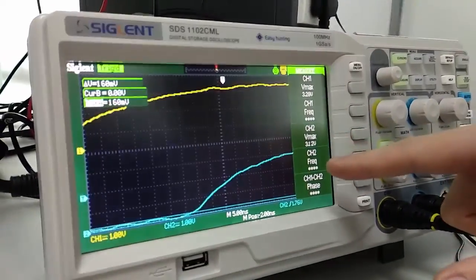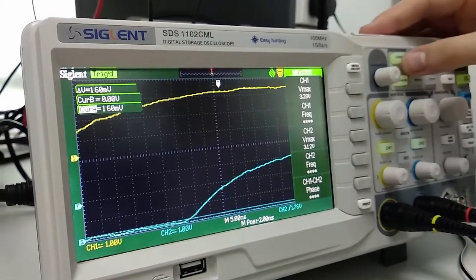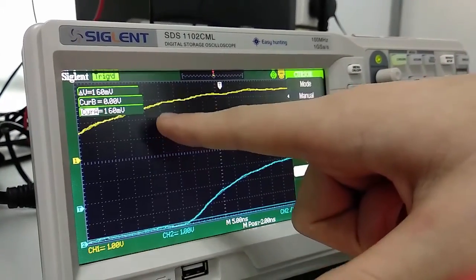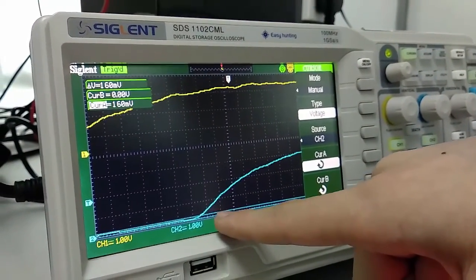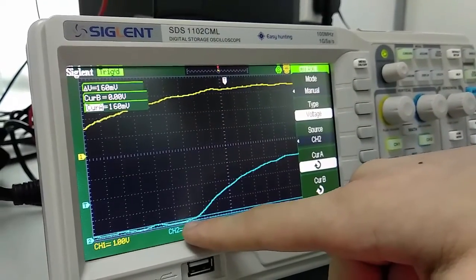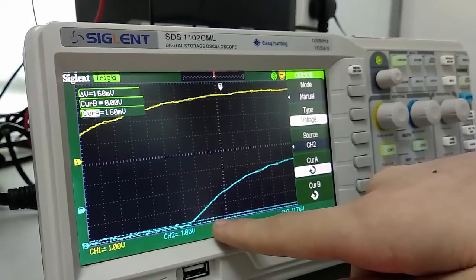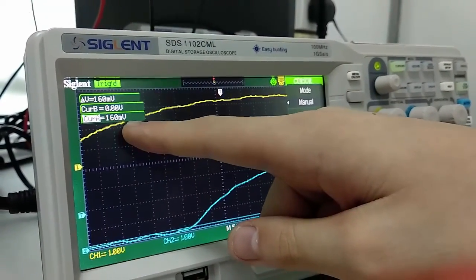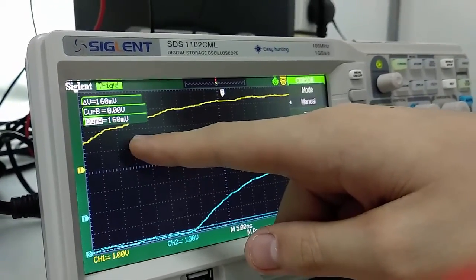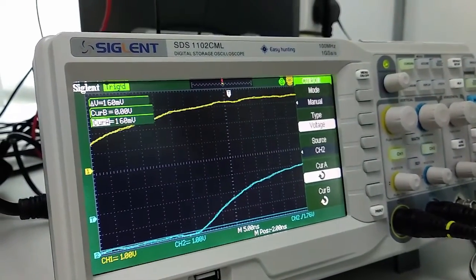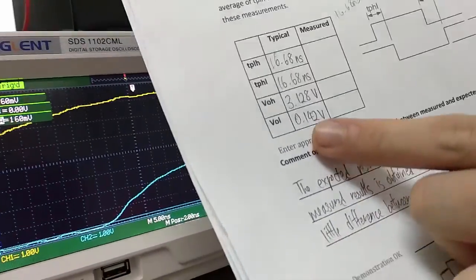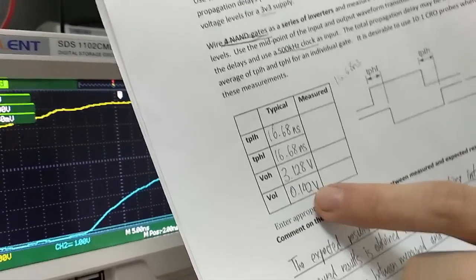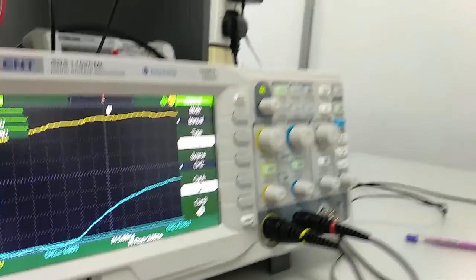And for the output low, we use the cursor to measure this. Here, cursor B is put at 0 volt just for reference, and cursor A is measuring the output low of channel 2. So here you can see the output is 160 millivolts, which is 0.16 volts. In the typical prediction we made at first, it's 0.14 volt, which corresponds to the prediction.